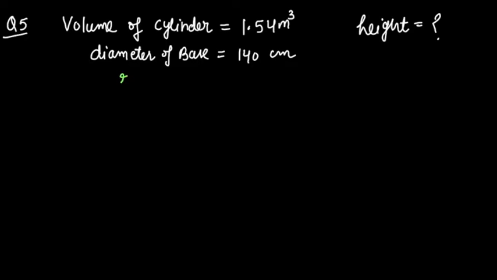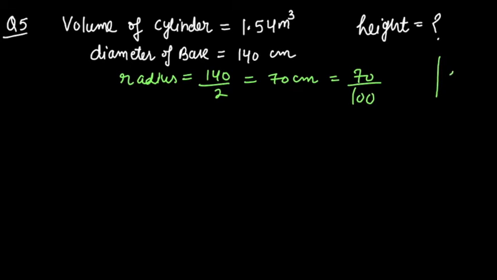So the first thing before we solve the question is to convert them to the same unit. If I want to calculate the radius, that will be half of the diameter, it means 70 centimeters. And if I want to convert it into meters, I have to divide it by 100. Why? Because 1 centimeter is equal to 1 upon 100 meter, as 1 meter is 100 centimeter. So if you cancel it, we get 7 by 10 meters. Now your volume is in meter cube and your radius is also in meters.